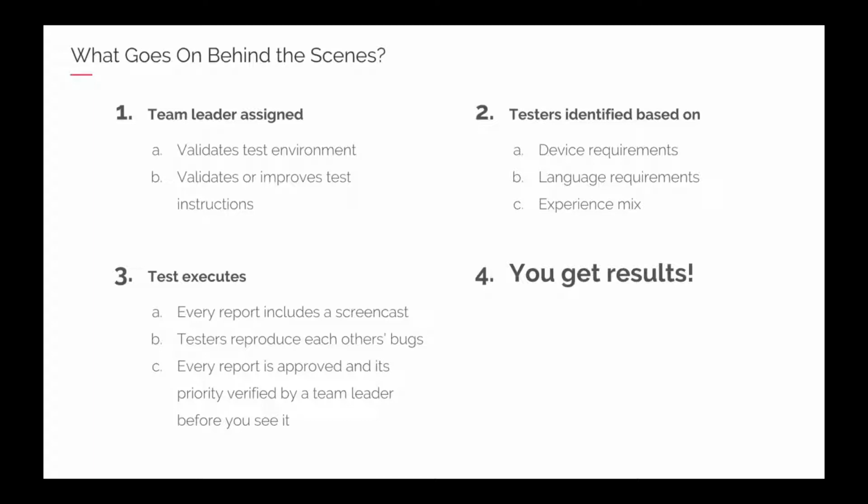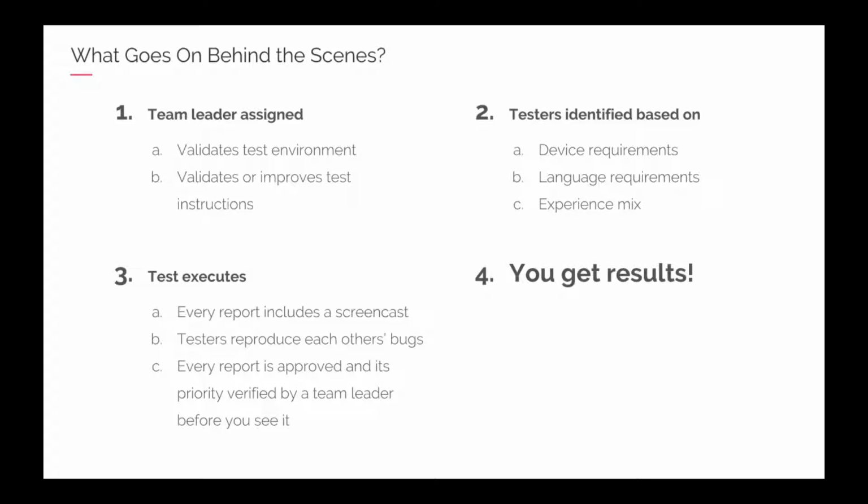First of all, validating that test environment to make sure that what is there can actually be tested. And then secondly, validating or even improving the test instructions. So when you have a guy like Fernando, who's an old pro at how to manage the crowd, he writes very good and clear instructions, but sometimes we'll get tests where the instructions need to be modified in order to be useful for the crowd. So the team leader helps with that even before reviewing any of the bugs.